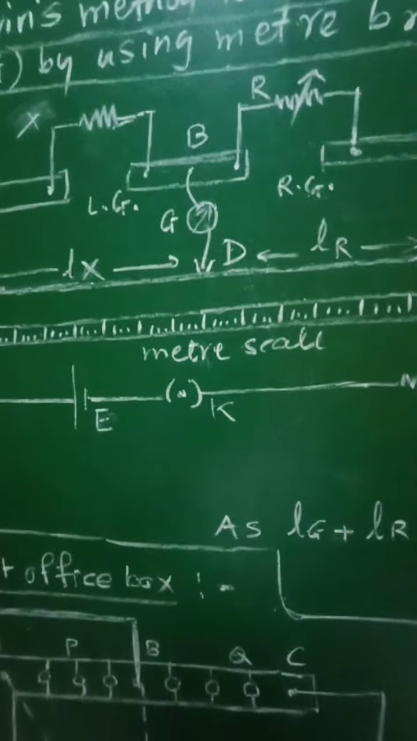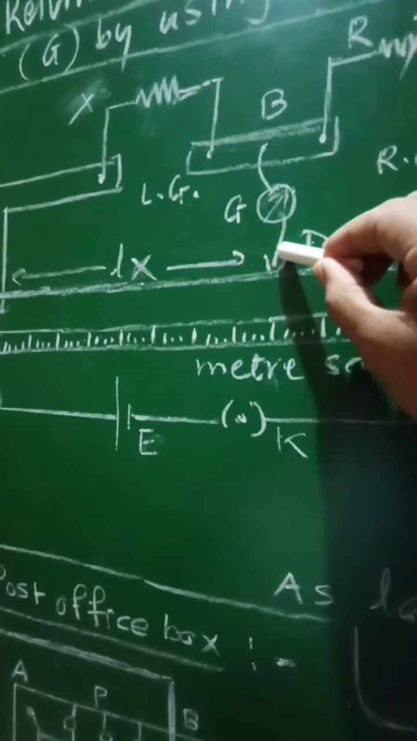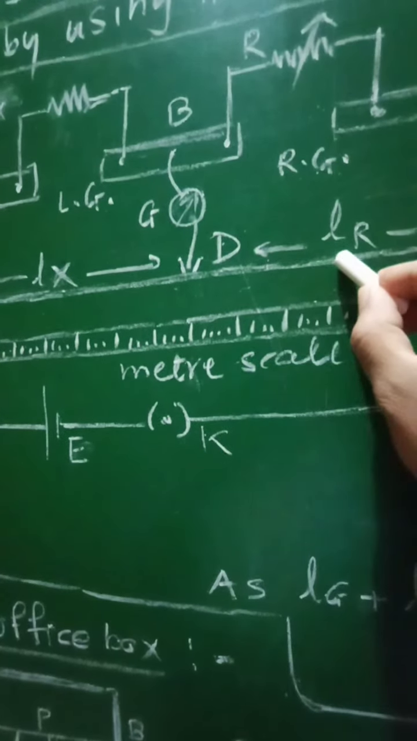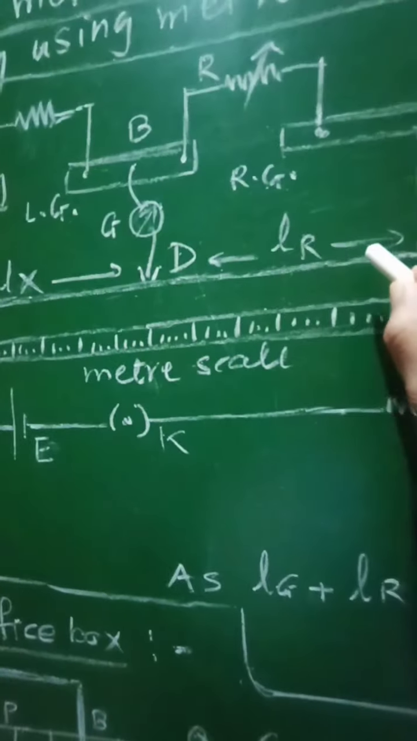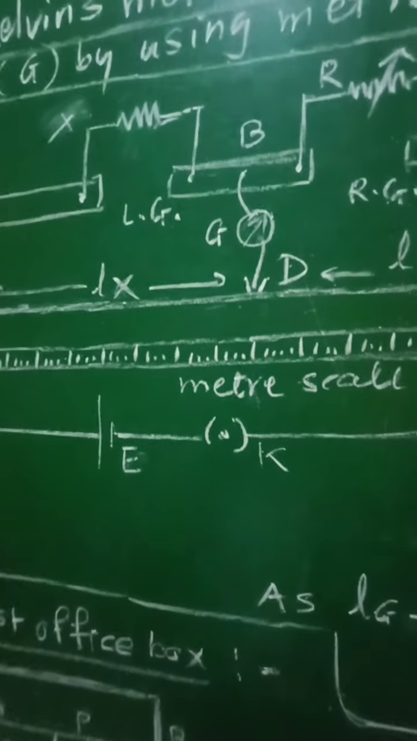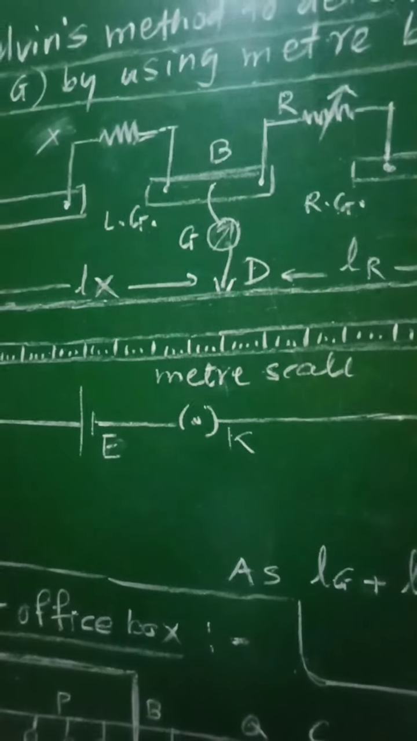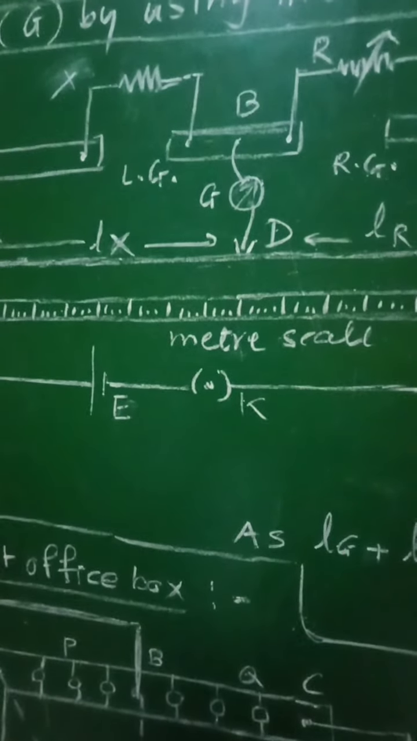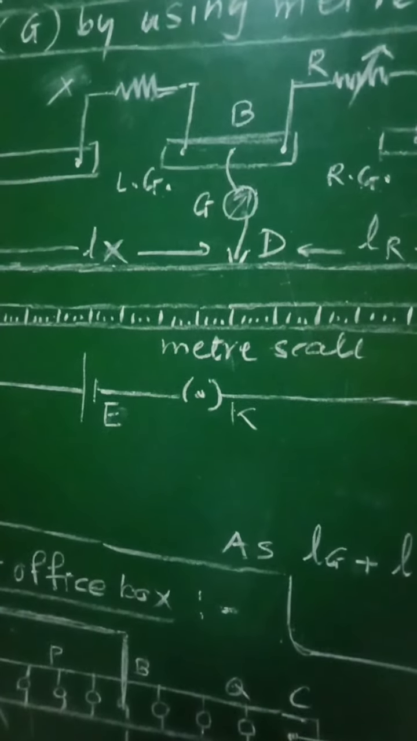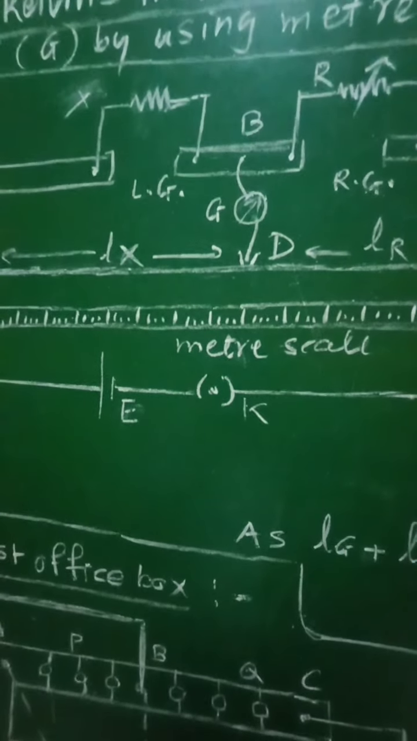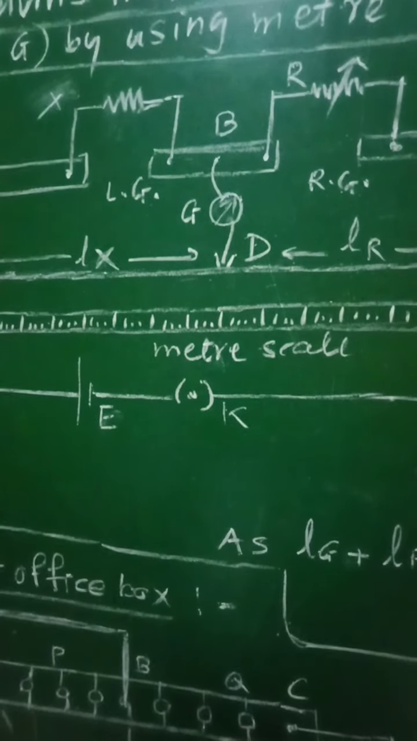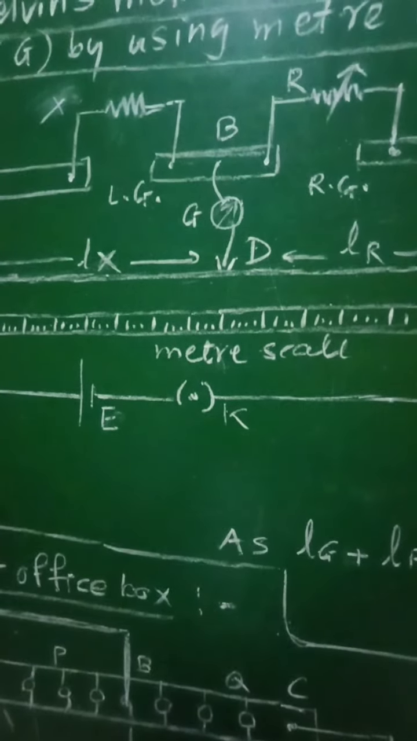Similarly, in order to minimize the error, this jockey will be tapped at different points along the length of the wire instead of sliding it along the length of the wire. So these are some of the methods in order to minimize the errors. Now let us see the applications of Wheatstone bridge. It is used to measure the values of very low resistance precisely, as well as it is used to measure galvanometer resistance, capacitance, inductance and impedance.